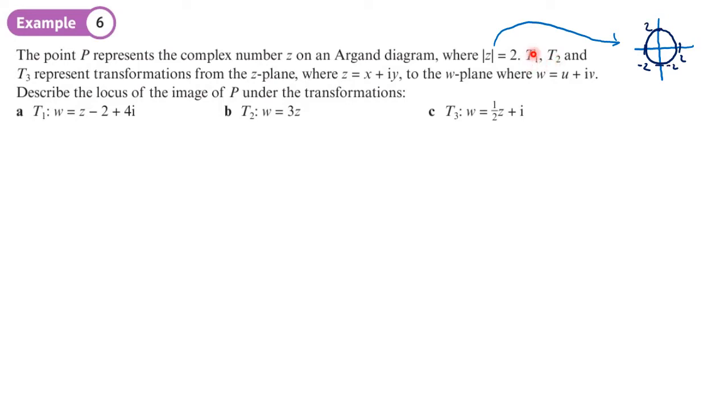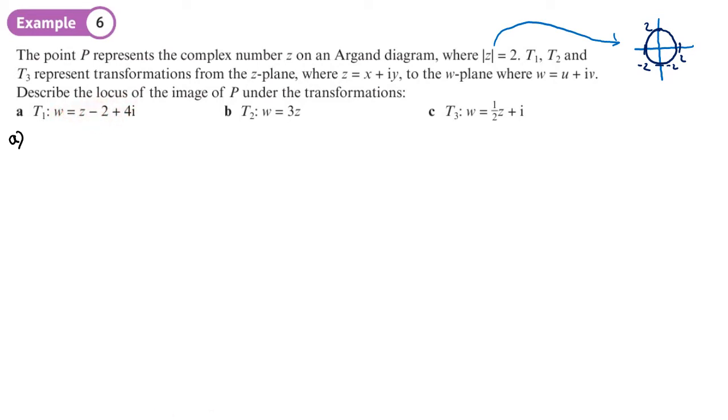And we've got T1, T2 and T3 represent transformations from the Z plane where z equals x plus iy to the w plane where w equals u plus iv. Describe the locus of the image of P under the transformations. So we're taking this circle, we're applying a transformation, and basically we want to describe what it looks like, so it may be helpful to draw a diagram. So part A, we are applying this transformation.